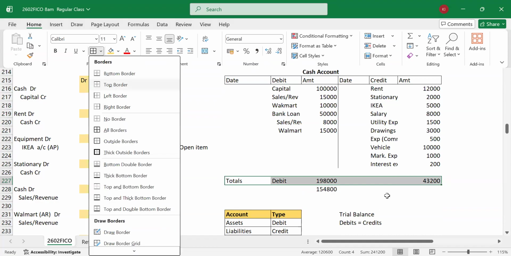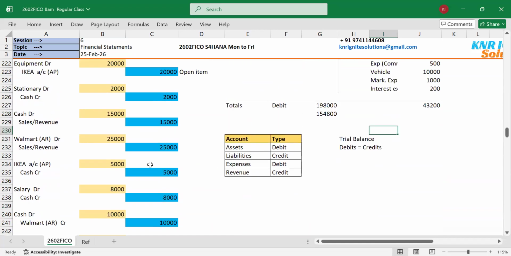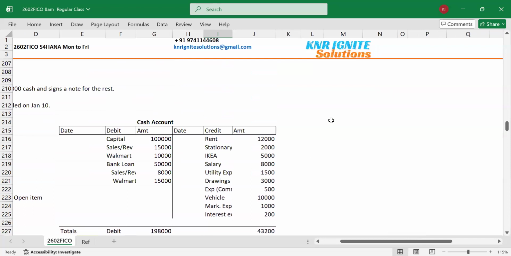Okay. Now, let's try to quickly show you the trial balance for all these transactions that we have prepared. Let me go right and show you this trial balance.